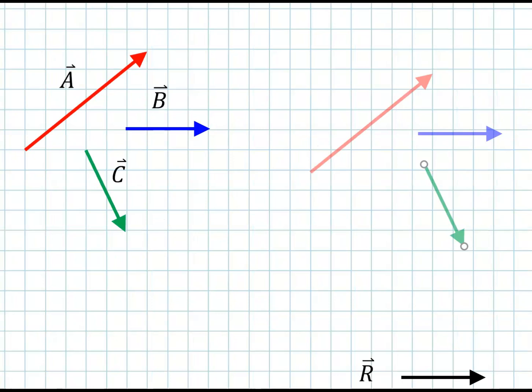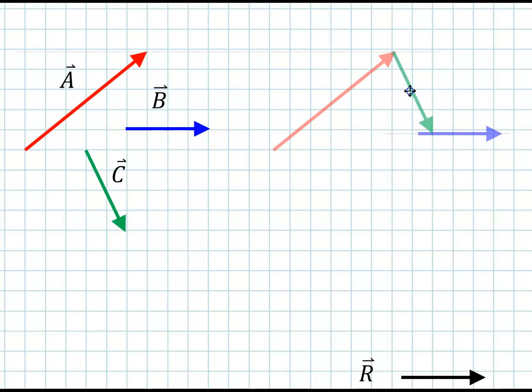In this problem, we're asked to use the tip to tail method to add three vectors. We don't even know what kind of vectors these are, but it's just practice adding them. I've got vector A, vector B, vector C. I've pre-made little copies of them. So this is vector A, and I'm going to start with A, and then I'm going to add C, because it doesn't matter.